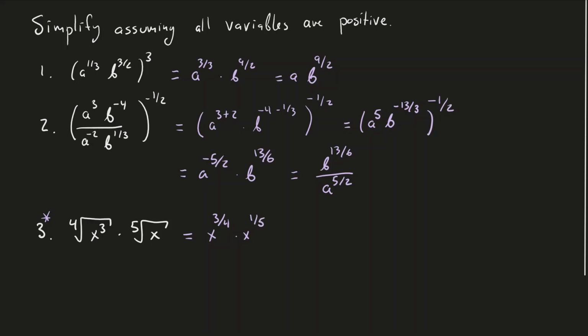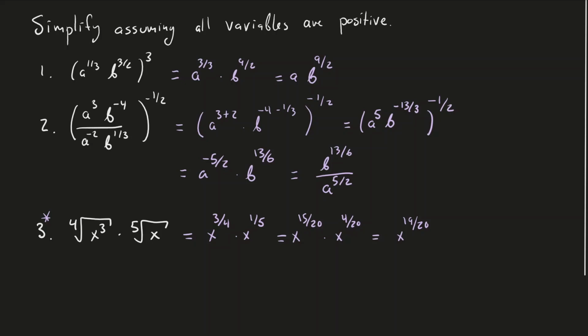All right, so the common denominator is 20. So this is equal to x to the 15 over 20 times x to the 4 over 20, which then just adds as x to the 19 over 20. So x is taken to the 19th power, then you take the 20th root of it. It's not the greatest. But this is honestly how you compute this.